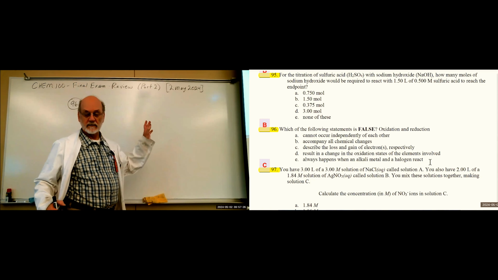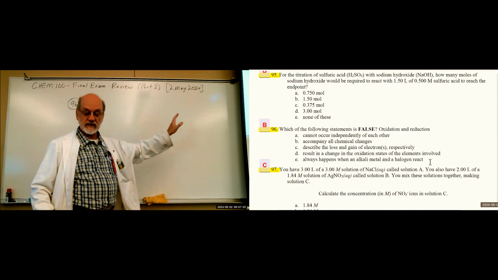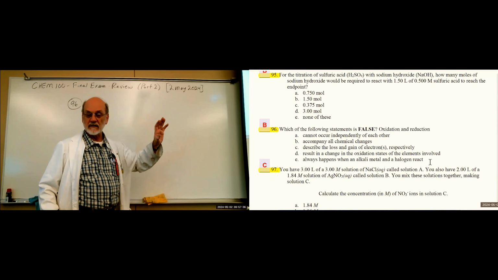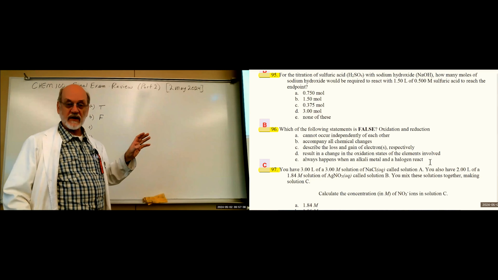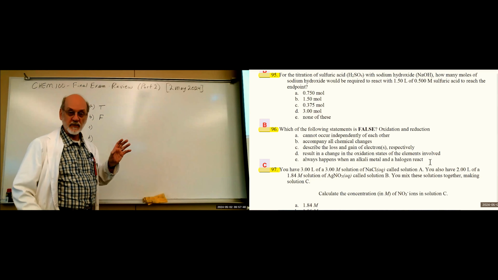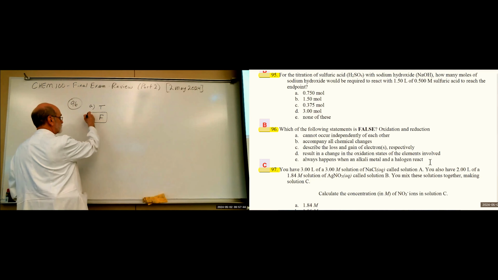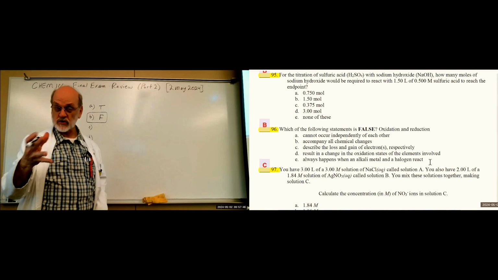Sodium didn't change its oxidation state. Sulfur didn't change it. Hydrogen didn't change its oxidation state. And none of them did. So that acid-base reaction is the only one we need to prove that B is false. And that's our answer. So C, D, and E should be true.